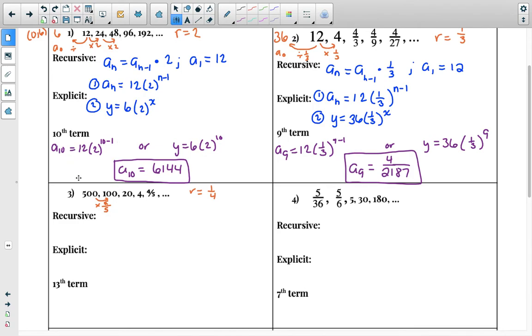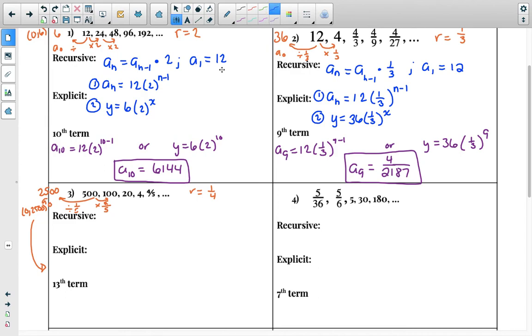So let's go ahead and find our a sub 0 by going backwards. So we're going to divide by the 1/5. So 500 divided by 1/5 gives us 2,500. So that gives us our y-intercept of 0, 2,500. This helps us for our second explicit. That's the only thing it helps us for.